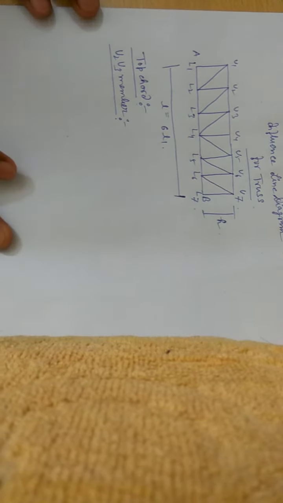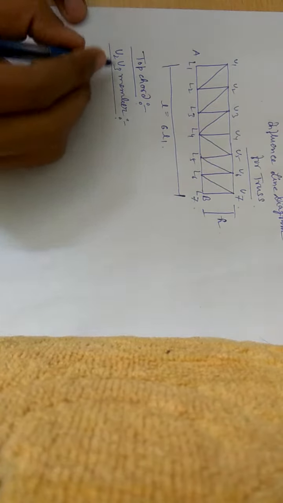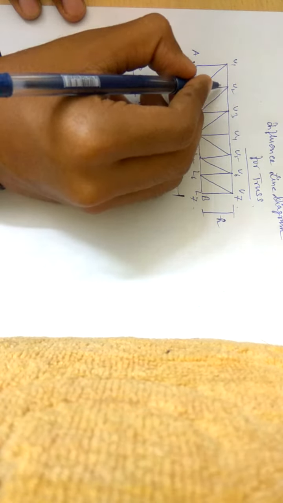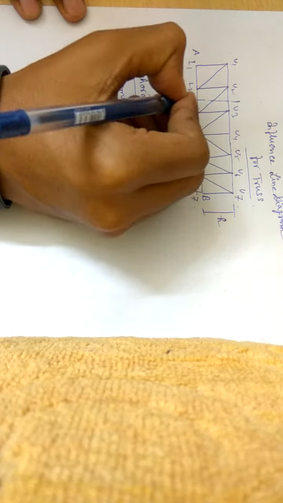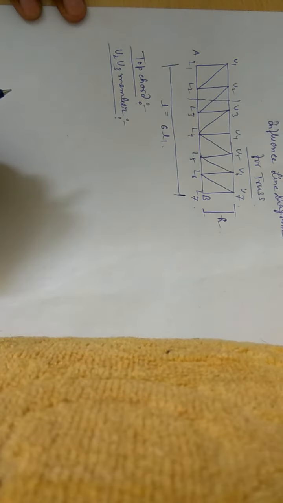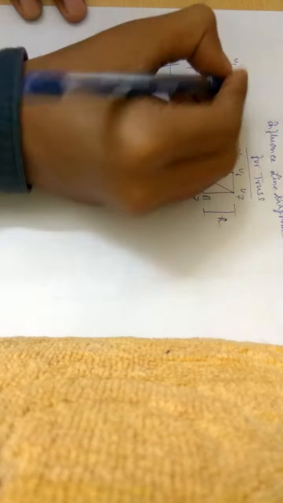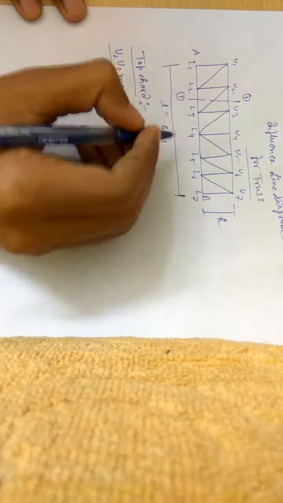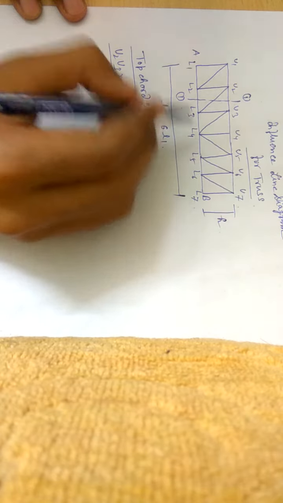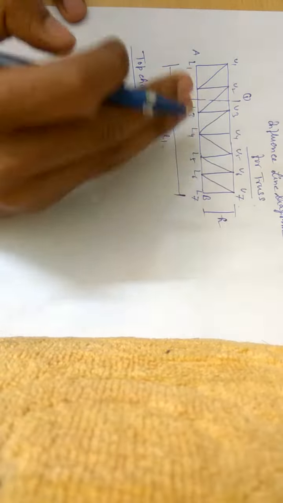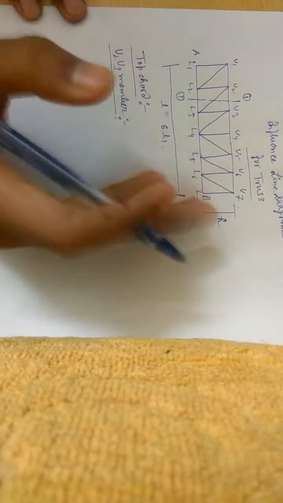U2 U3 member, and U2 U3 member is this one. So take this section. Now we have to put the load on this truss. Taking this section, and we'll put the load. If we put the load on the left side, then we have to take the right side.